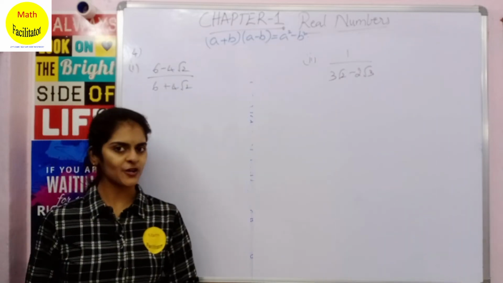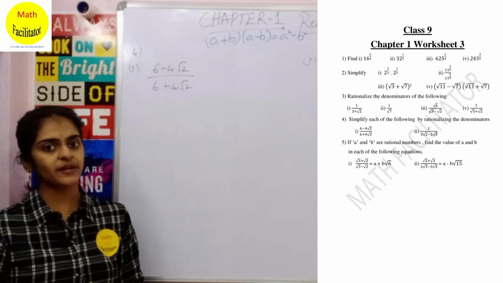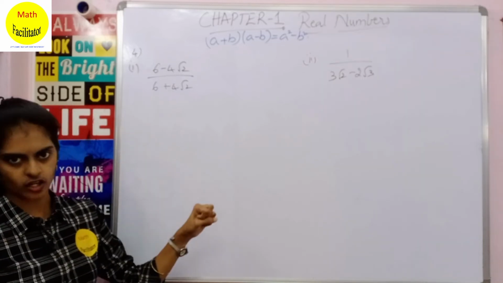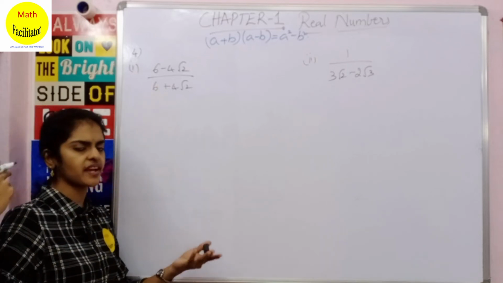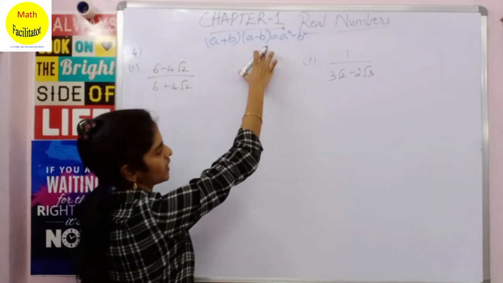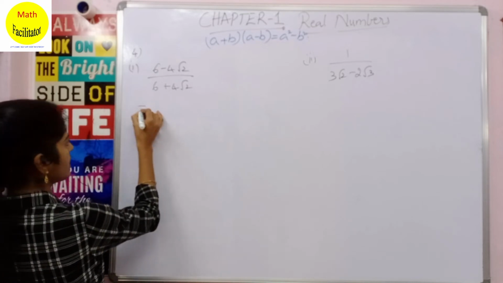Okay, moving on to the next question, you have to simplify 6 minus 4 root 2 divided by 6 plus 4 root 2. So nothing but you have to rationalize the denominator, only then you can simplify. For rationalizing, the same concept which we have learned in the earlier problem, you will try to bring this in the form of a plus b into a minus b, so that you can use a square minus b square. Okay, so here what will you do?